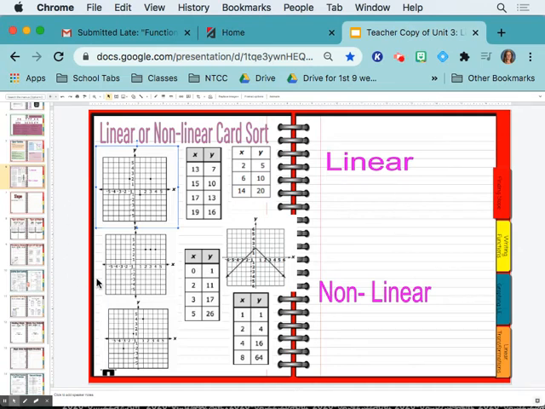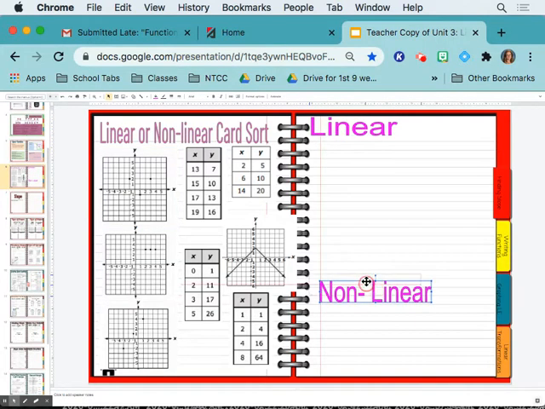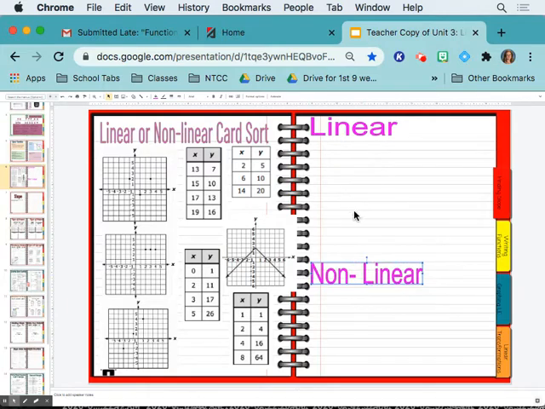So we are going to start on slide 6 with linear and nonlinear card sort. We can move all of these around, so you can do linear on top, nonlinear on bottom. The graphs are the easiest ones for determining whether they're linear or nonlinear. If it forms a straight line, it's linear. If it doesn't, it's nonlinear.